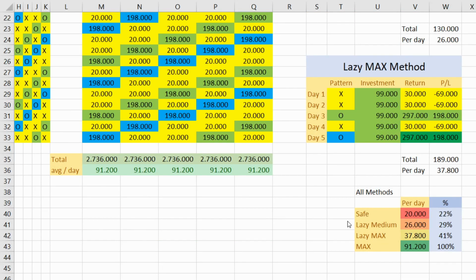So in total there are 4 methods in which you can invest in money trees. The first one is the safe way, the second one the lazy medium way, and the third lazy way is maximizing, so 99k, which all gave, well, decent money per day. But if you want to keep track of the pattern, you can make up to 91k, so that's definitely the best method. But it's still decent money if you don't want to remember the pattern at all. You can just invest 99k per day and you still net 38k per day, so that's pretty good as well.